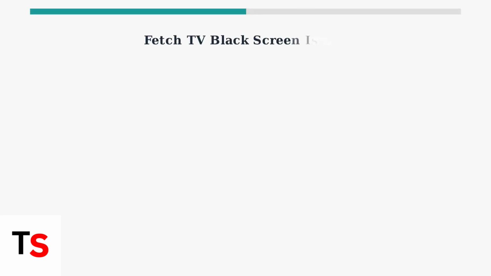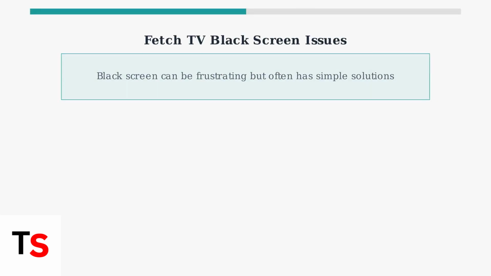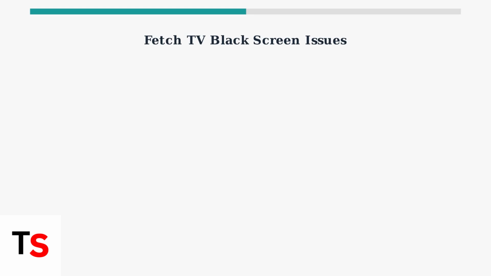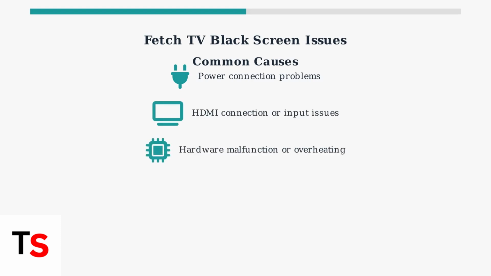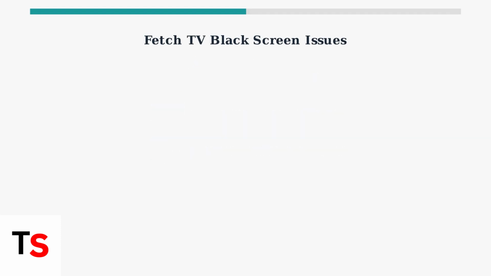Experiencing a black screen on your Fetch TV can be frustrating, but this issue often stems from simple causes that can be easily resolved. Black screen issues typically stem from three main categories: power connection problems, HDMI connection or input issues, and hardware malfunctions, including overheating.